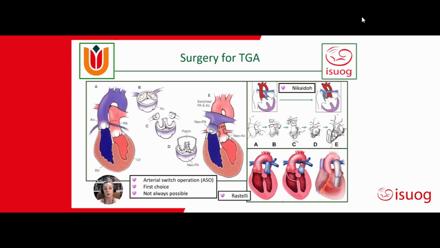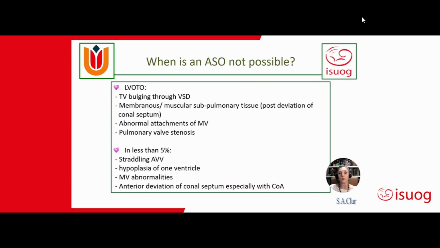In a Rastelli operation, depicted on the right at the bottom, the VSD is used to make a conduit from the left ventricle to the aorta, and this takes up some of the right ventricular space. The right ventricle is then connected to the pulmonary artery external from the heart, and so the pulmonary stenosis is corrected.